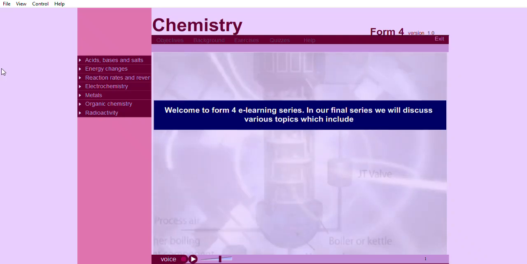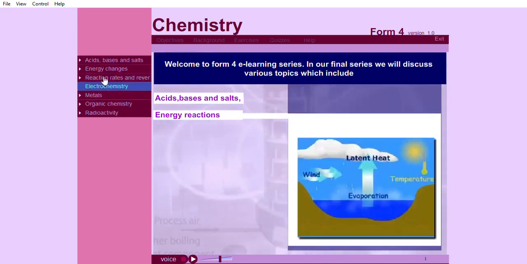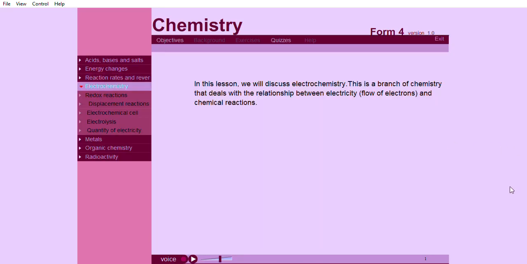In our final series, we will discuss various topics which include acids, bases and salts, energy reactions. In this lesson, we will discuss electrochemistry. This is a branch of chemistry that deals with the relationship between electricity or flow of electrons and chemical reactions.